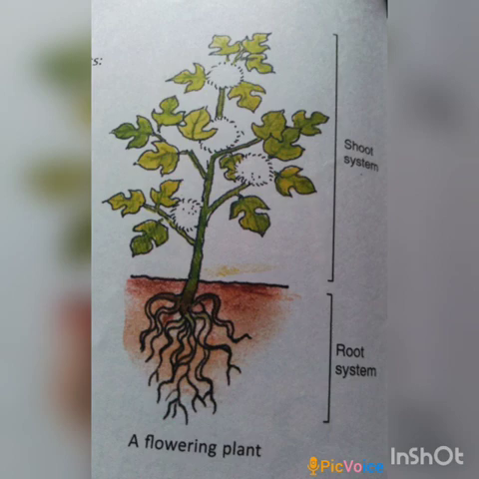It is the part of the plant which grows below the ground. The root system is that part of the plant which grows below the ground. It consists of roots which absorb water and minerals from the soil. Now, different functions of roots.